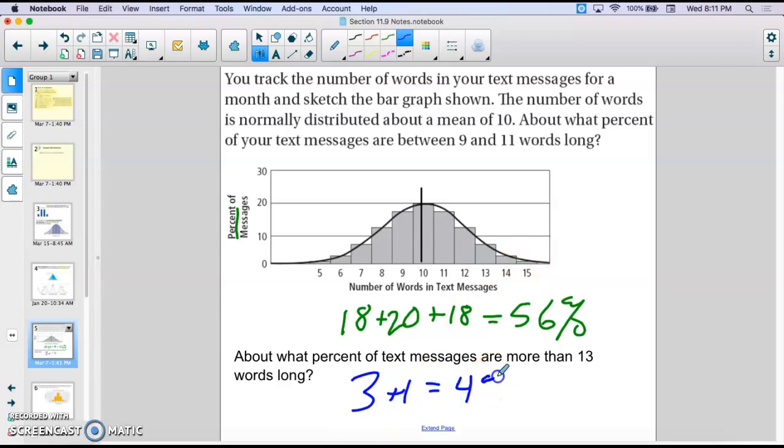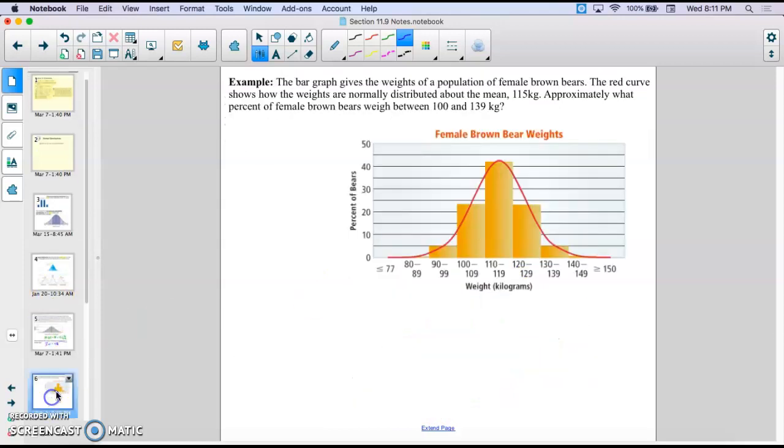So what percent of the messages are more than 13 words long? 4%. Now, if you look at the notes on Schoology, Miss Levering actually included the 13s, but the keywords here are "more than 13." If it said "13 or more," then you would include the roughly 8% that the 13 includes. All right.